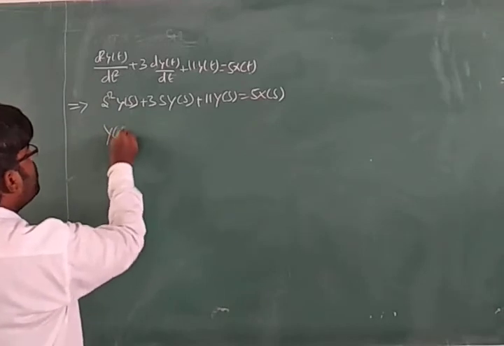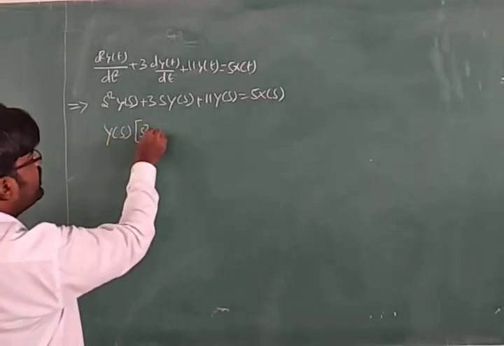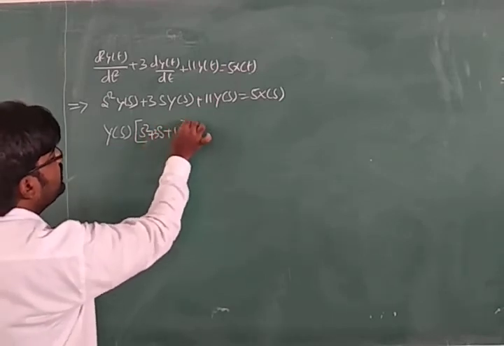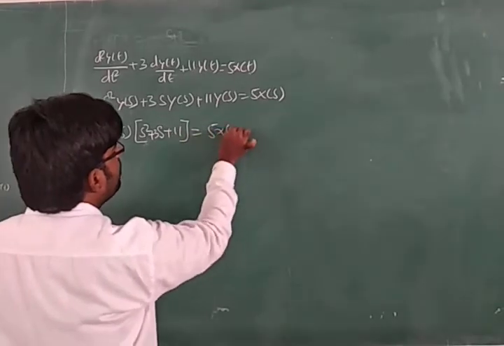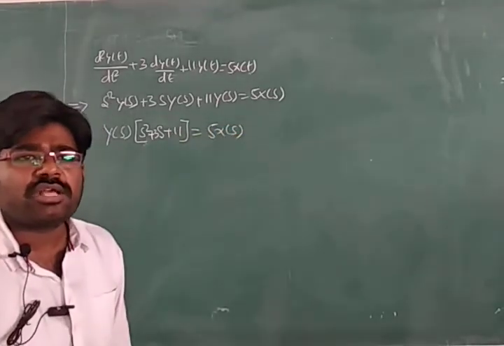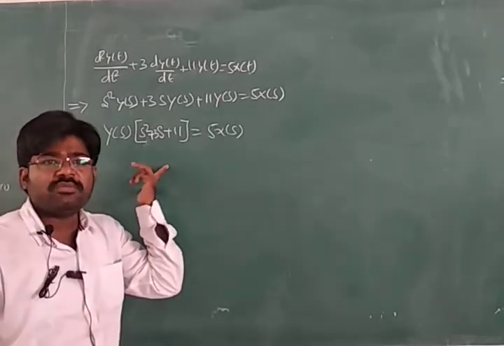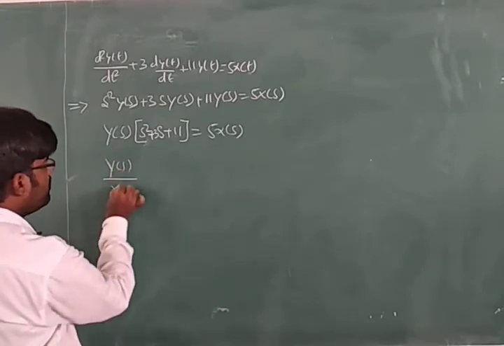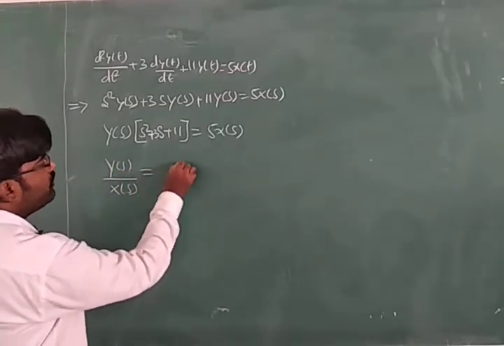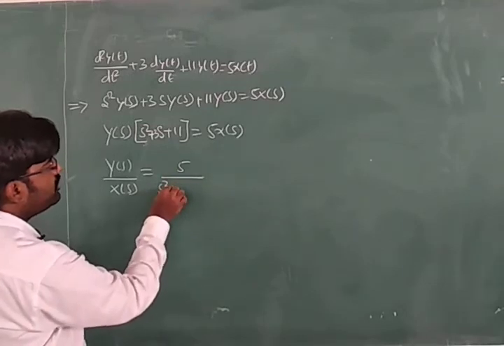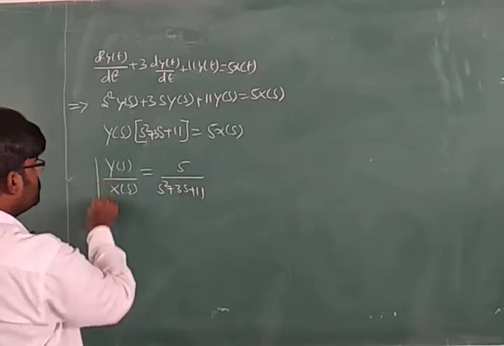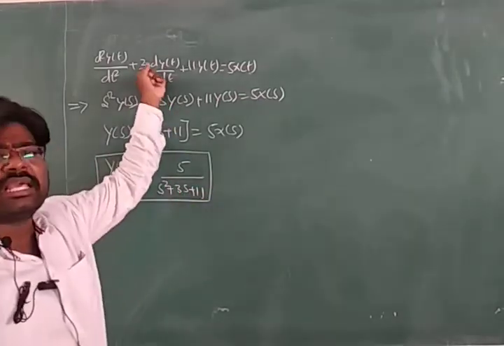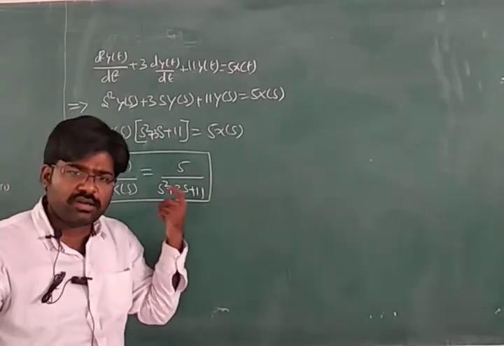Now take y of s common. Y of s into (s square plus 3s plus 11) is equal to 5 into x of s. Now what is the formula for transfer function? Write this given equation in terms of output by input. So here output is y of s, input is x of s, which is equal to 5 divided by s square plus 3s plus 11. So this is the transfer function of the given problem. In this way we have to solve the problems.